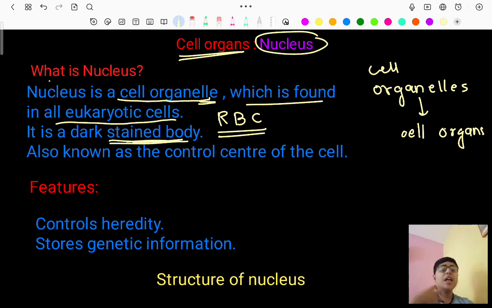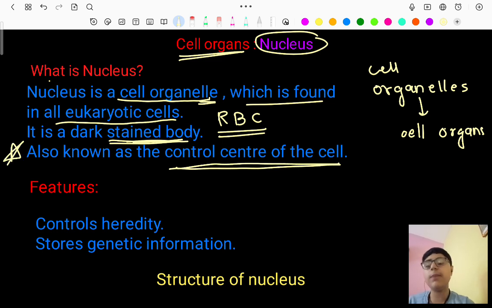Whenever you see a nucleus under an electron microscope, you will see a dark stained body, which is the nucleus. It is present in the center of the animal cell, but near the walls in the plant cell. It is also known as the control center of the cell. Very important point. Now, why it is known as the control center of the cell, we will get to know.